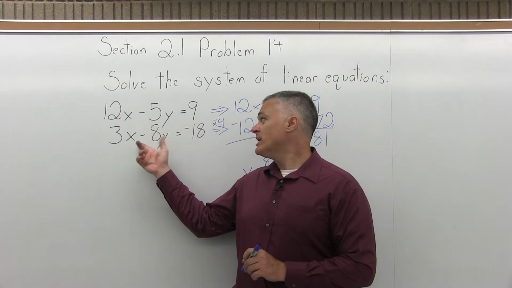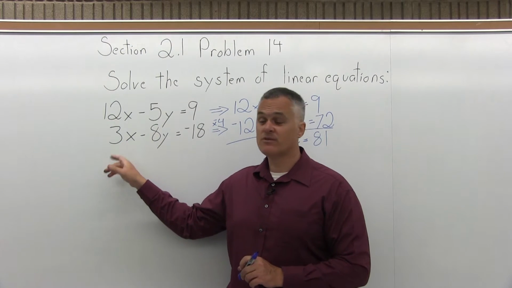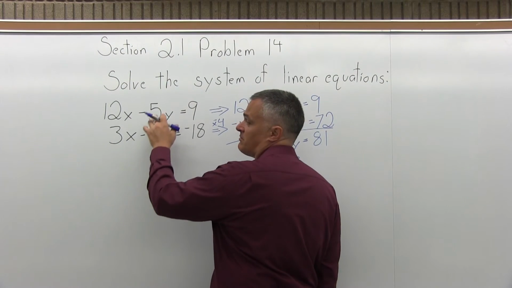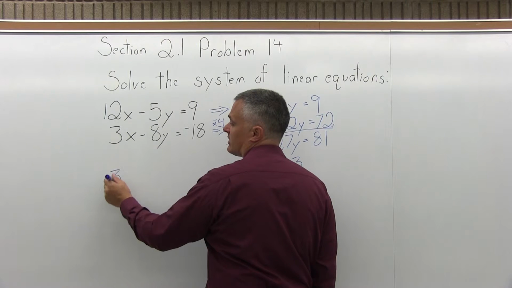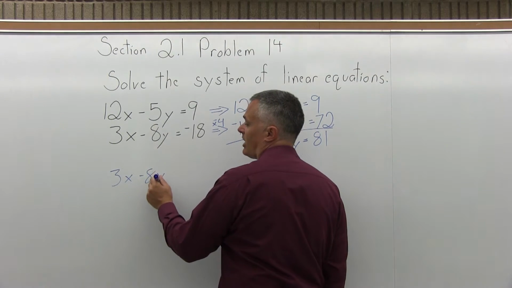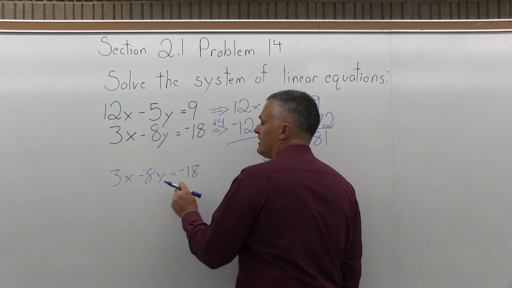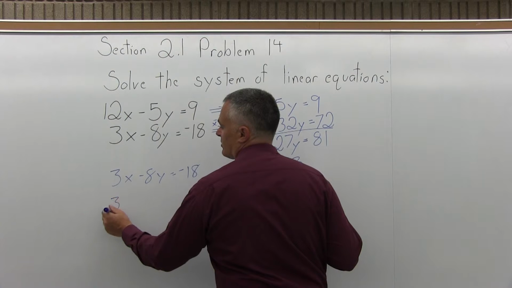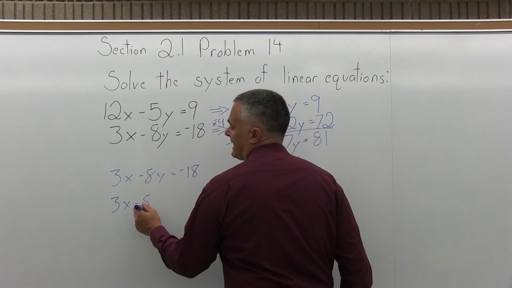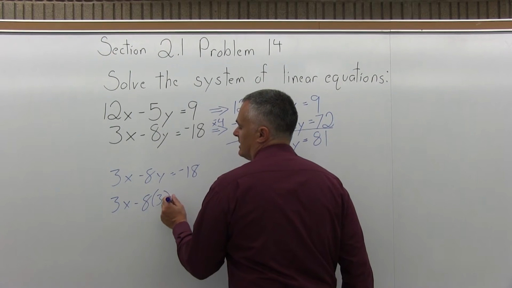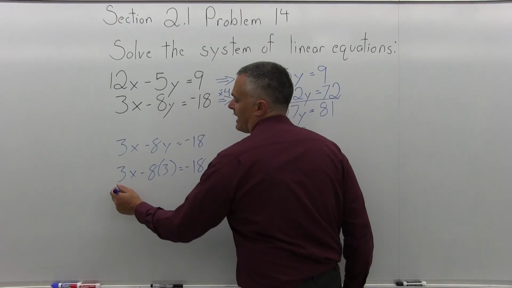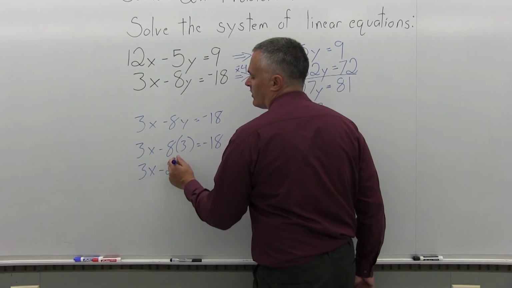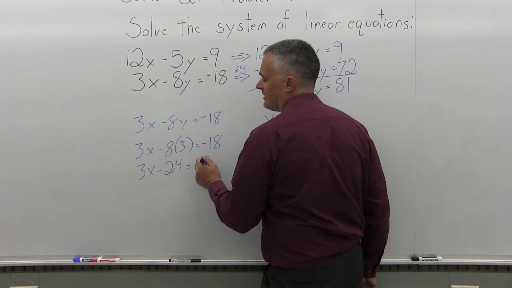The bottom equation has a little smaller value in front of the x, so for that reason I'll choose the bottom equation to plug my answer from step 3 back into. But you should get the same answer either way. So I'm going to start with 3x minus 8y equals negative 18. Take my value for y of 3 from step 3, and that'll be 3x minus 8 times 3 equals negative 18. And now 3x, negative 8 times 3 will be negative 24, and that's equal to negative 18.